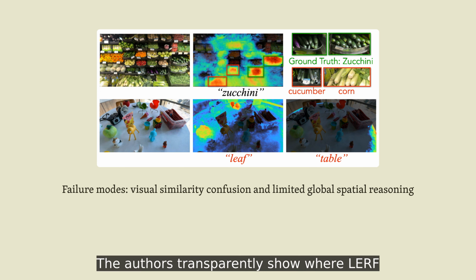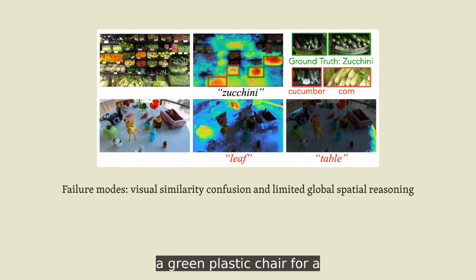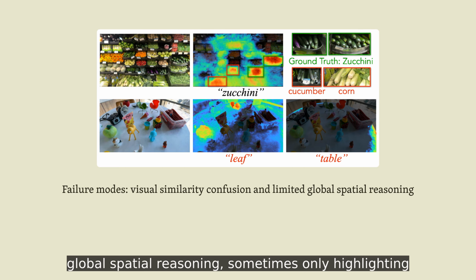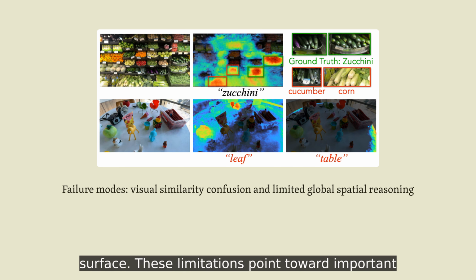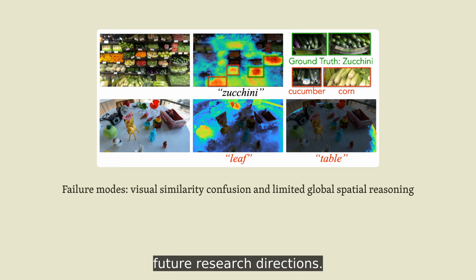The authors transparently show where LERF struggles. It can confuse visually similar objects, like activating on green vegetables when searching for zucchini, or mistaking a green plastic chair for a leaf. Additionally, it has difficulty with global spatial reasoning, sometimes only highlighting table edges rather than the entire surface. These limitations point toward important future research directions.